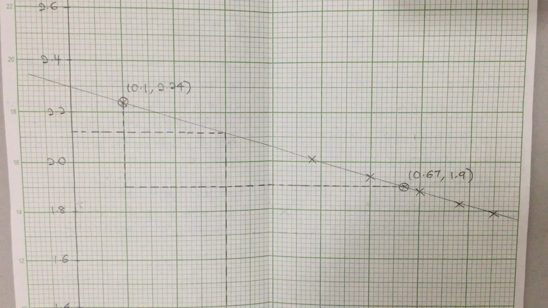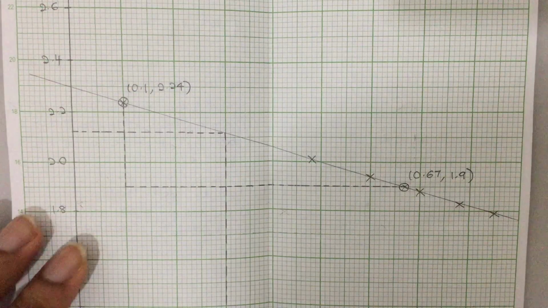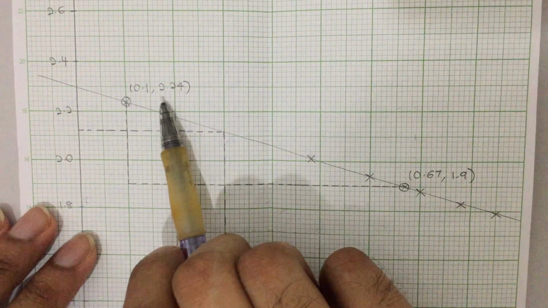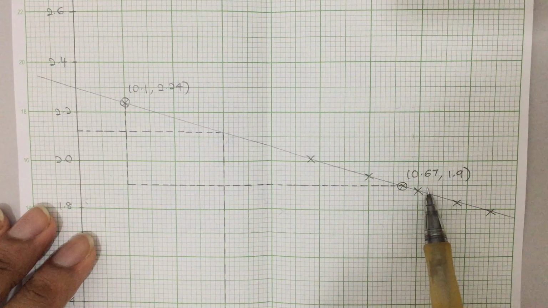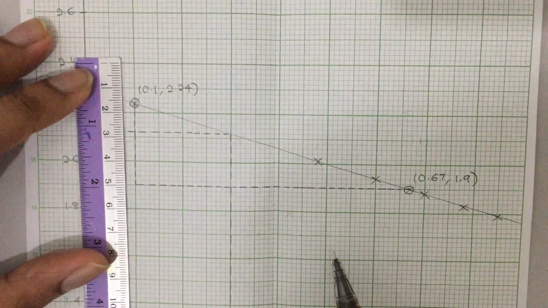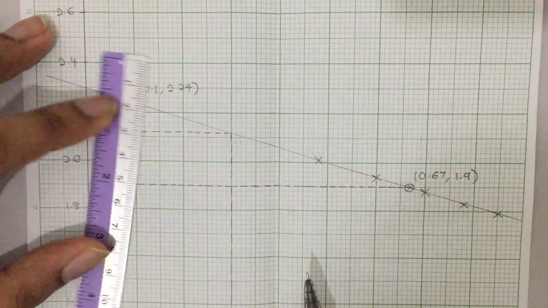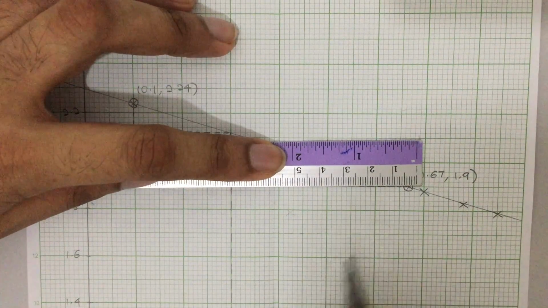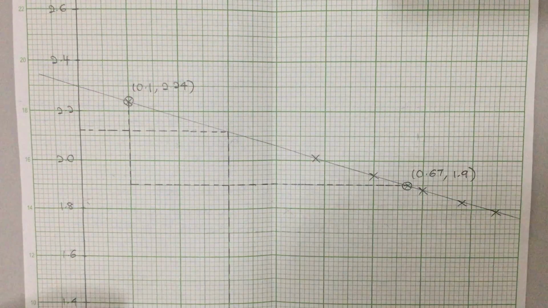Okay, we start with the gradient first. As usual, you can choose any 2 points you want. For the first point, I choose 0.1, 2.34. And the second point I choose is 0.67, 1.9. So what you can do is, you can use your ruler, just form a small triangle over here and pull it over here, to show that you are actually calculating the gradient of the graph.